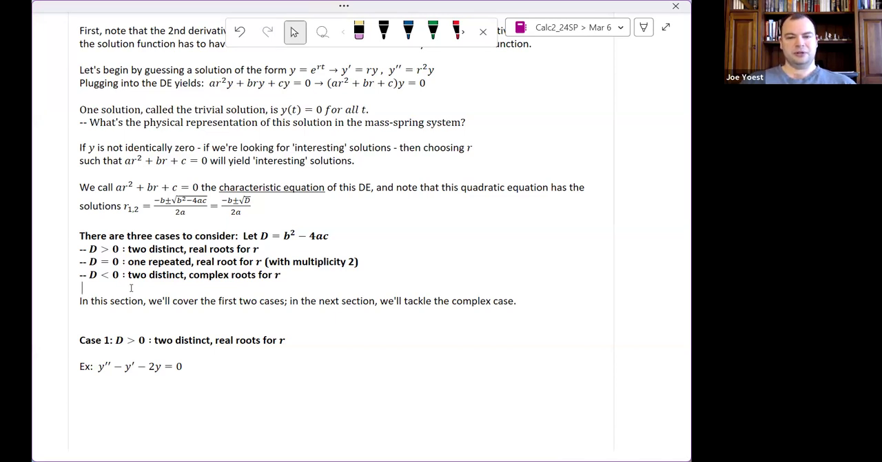So for right now, we'll cover the first 2 cases. And then the complex case works a little bit differently. So that will probably be part of the supplement, I would guess. But we'll see how far we get.